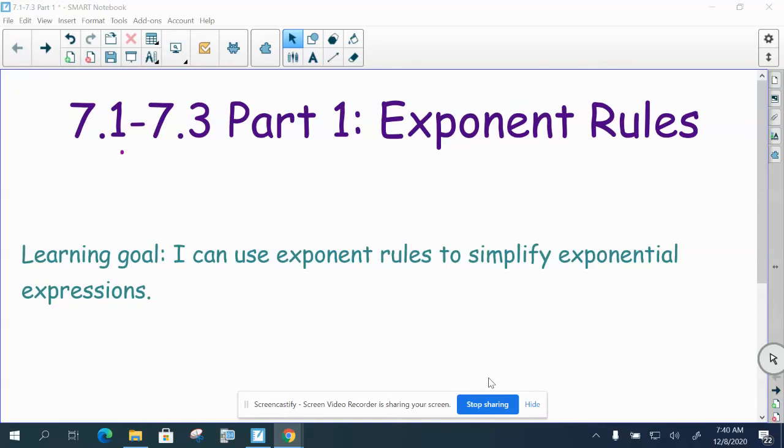Hi everyone, welcome to Unit 7, which is all about exponents and exponential functions. Today you're going to learn the first 3 rules for multiplying exponents.